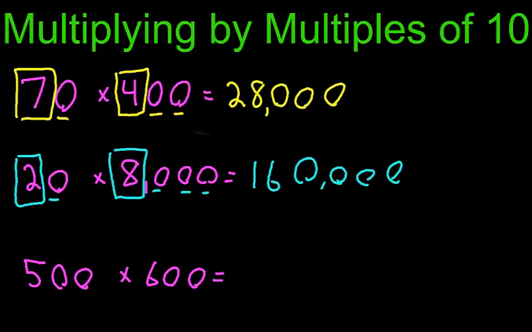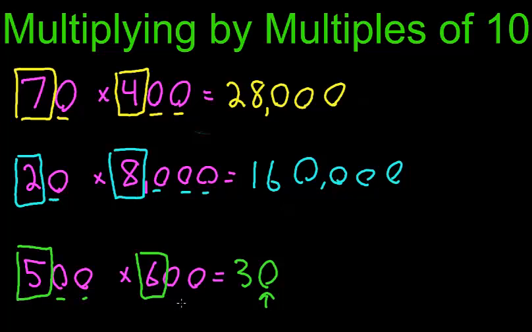Our last one is 500 times 600. You would have done 5 times 6 is 30. Now this is tricky because even though there's already a 0 here, we still have to add 1, 2, 3, 4 zeros after that 0. We can't count that 0. So we add our 4 zeros: 1, 2, 3, 4. You should have gotten 300,000.